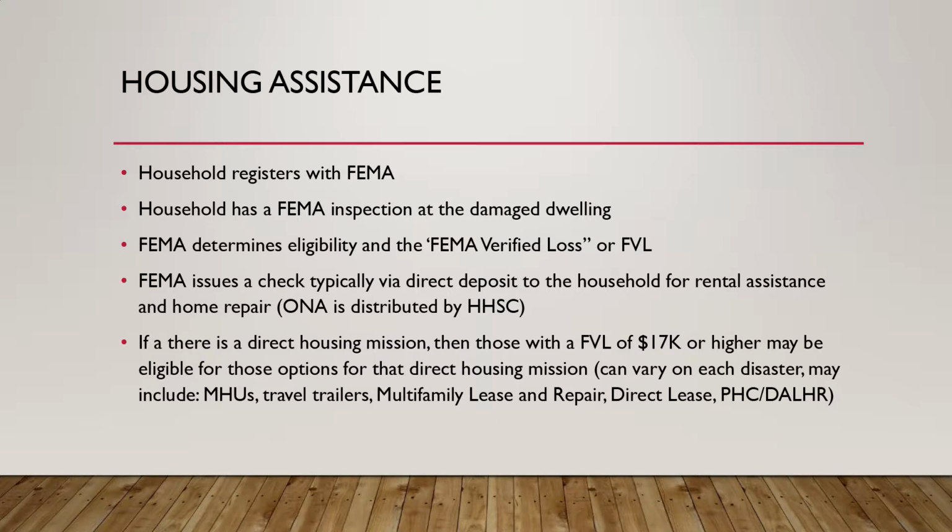FEMA will typically issue a check to a household for their IA repairs or their repair funds. They will issue a check via direct deposit. That's important because you'll often hear scammers and households in disasters say, someone offered me a FEMA check, or they knocked on my door and said, I can give you your FEMA check now, I just need a $50 deposit. They make up all sorts of stories to give someone their money early. All households typically receive a direct deposit.